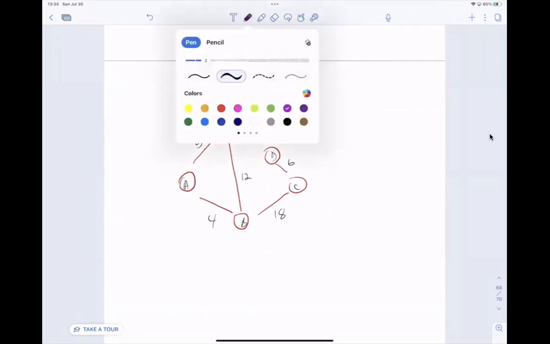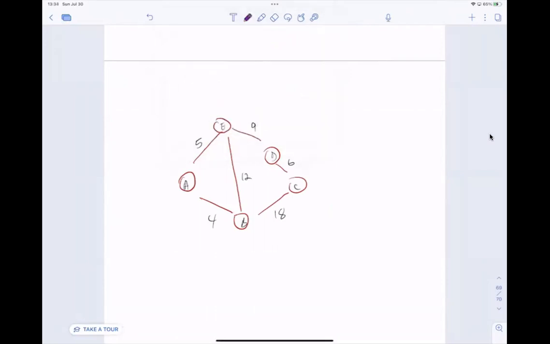The last algorithm says to take the most expensive edge and then remove it. So here I'm going to take the most expensive edge, that is 12. Then I remove my 12, and only remove it if removing it will not disconnect the graph.